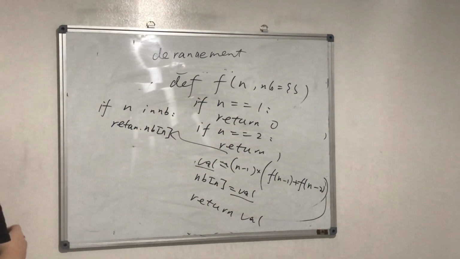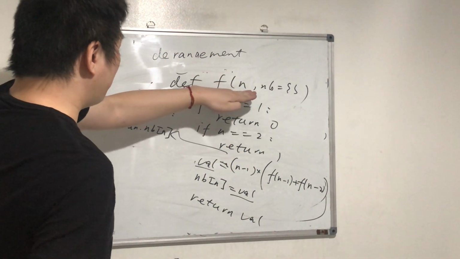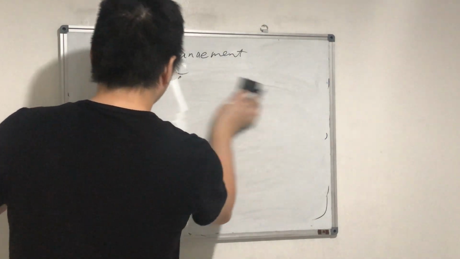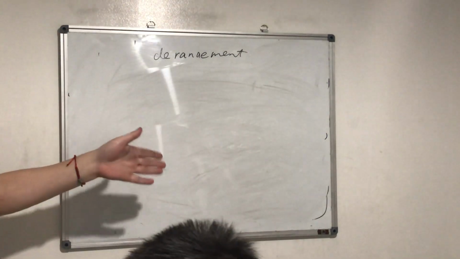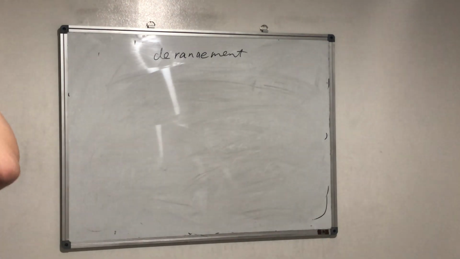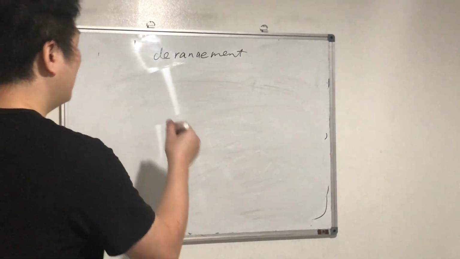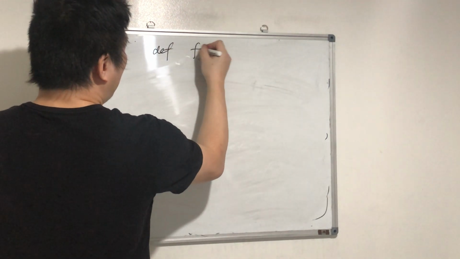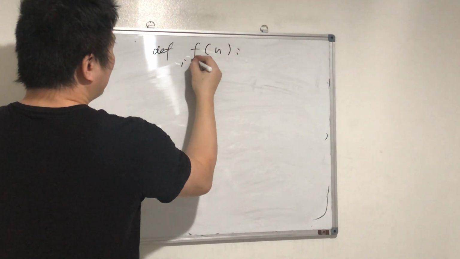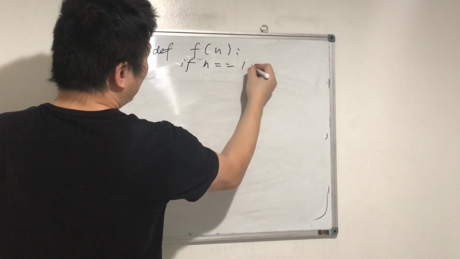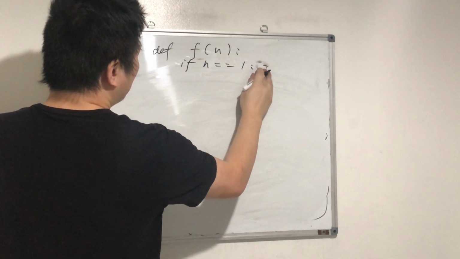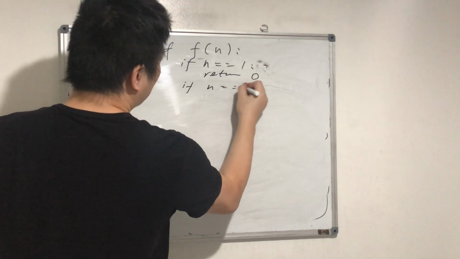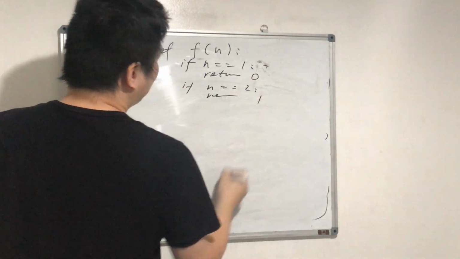Okay, this is with the memoization. We're doing what is called top-down dynamic programming. How about we do bottom-up dynamic programming, okay? Alright, look, let's be quick. That's the same, yeah? Look, that's the same. Return 0 if n equals 1, return 1 if n equals 2, okay?